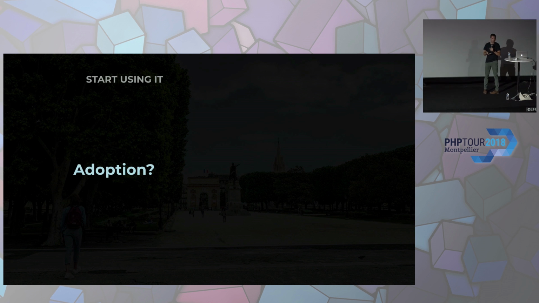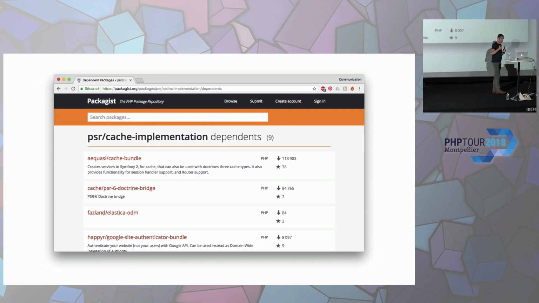So how is the adoption? Sadly, it's pretty low. If you go to packagist.org/packages/psr/cache-implementation/dependents, it's a pretty long URL, but it basically tells you which libraries depend on this implementation. You can see that there are only 9 libraries out there that depend on this. And basically, the PSR6 Doctrine bridge is one of them. So the adoption is pretty low.